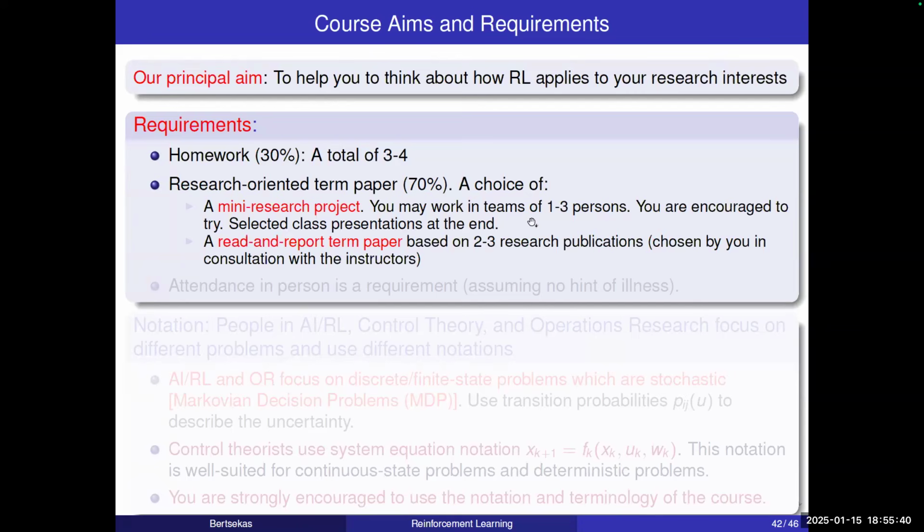However, if you feel that's too much of a task for you, or if you cannot proceed after an initial try with this mini research project, you can choose to do a read-and-report term paper where you cannot team up. You need to do this alone. You choose 2 to 3 research publications and provide a synthesis. What do I mean by that? I mean, we do not expect you to provide a summary of this paper, a summary of the second paper, and the third paper.